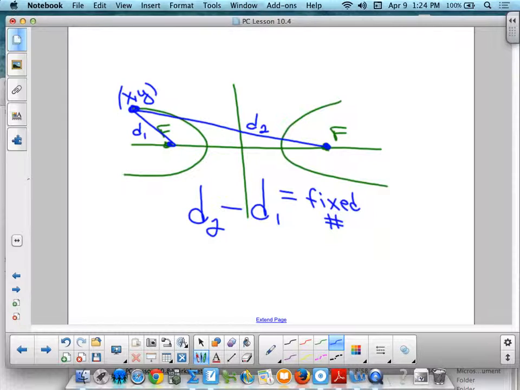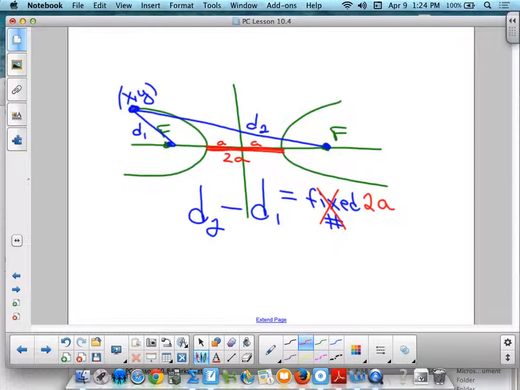So did we talk about this? Yeah, we did yesterday. Did we really? Did we? Oh, I don't remember doing it. Okay. So you're telling me, and by the way, 2A would be, this is A, right? So from here to here is what? 2A. Okay? So the fixed number is not so fixed. We know what it is. It's 2a. Are you okay with that?